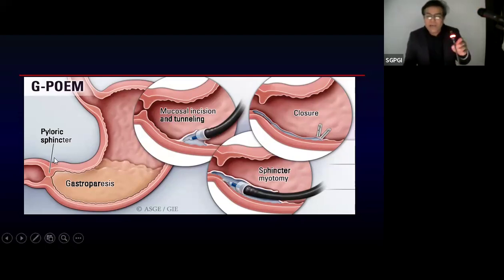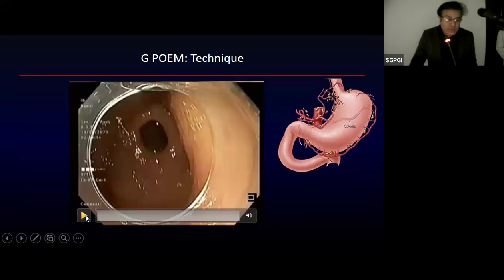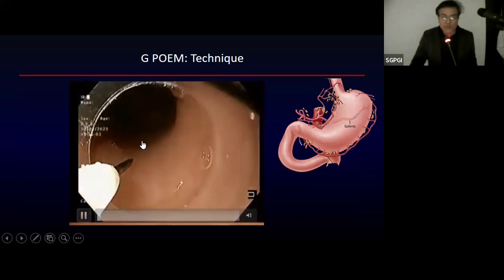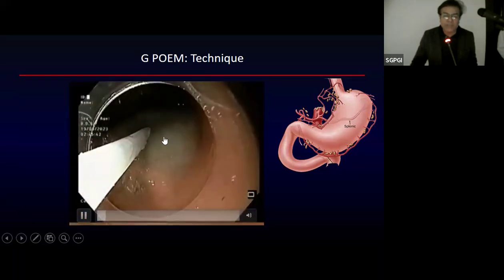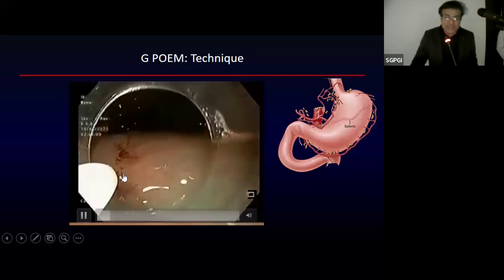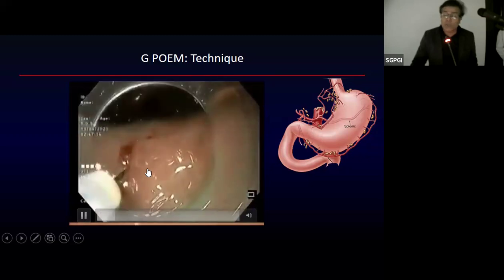Unlike POEM, which is an almost established procedure, not too many G-POEM cases have been done till date, and we still need large studies for this. If you see this G-POEM, the technique is almost similar. This is the stomach, this is the pylorus. You begin the injection around 5 centimeters proximal, and once you have created a bleb, the steps are the same. You make an incision sufficient to let the scope go in.